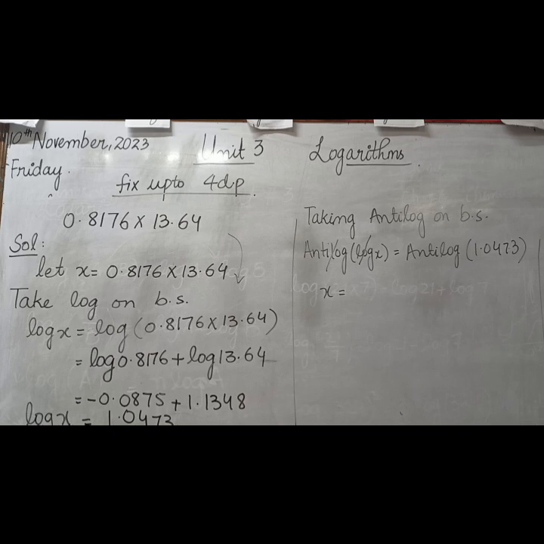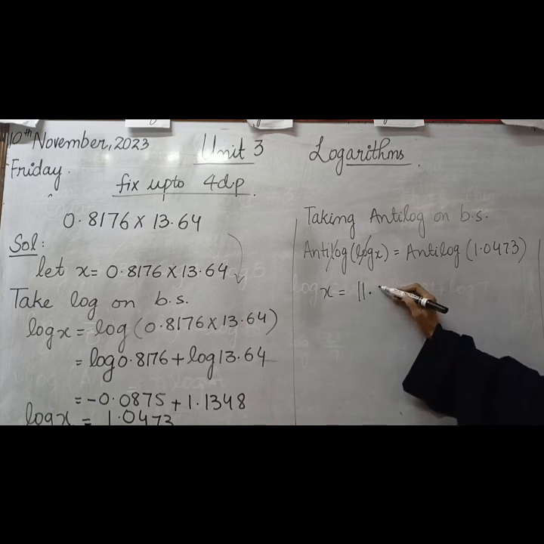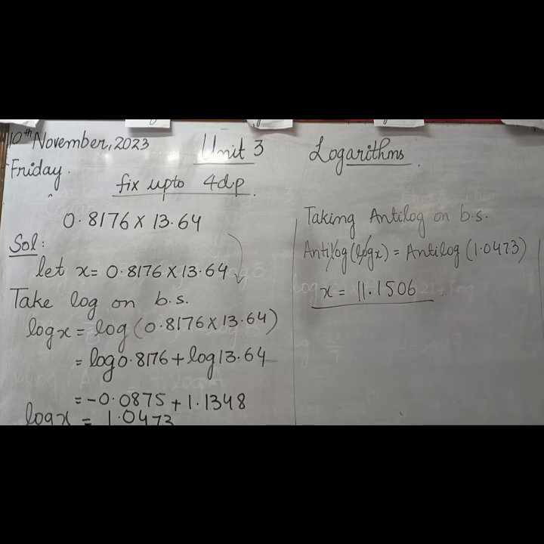Shift log 1.0473 and your answer is 11.1506. This will be the value of the given question. The value of 0.8176 multiplied 13.64 is 11.1506.